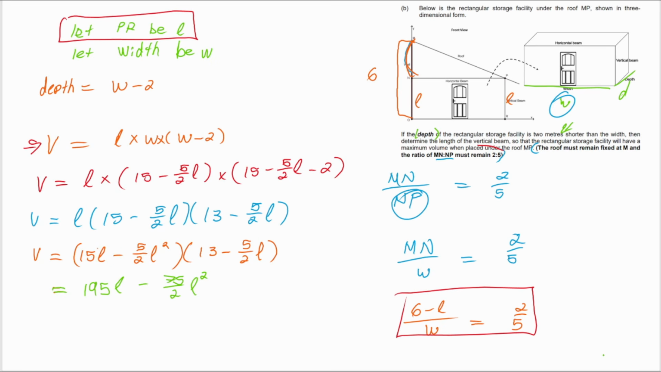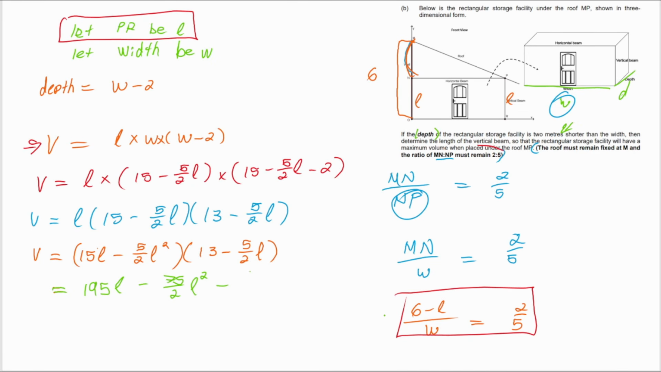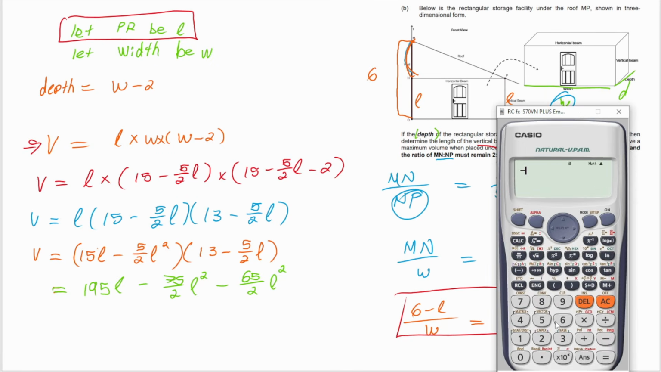Then what we have now is 13 times negative 5 over 2. So this is negative 65 over 2 L squared. And then if you multiply those, it's just negative 5 over 2 squared.